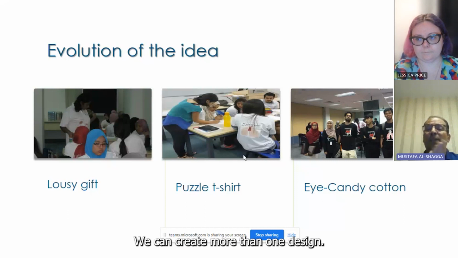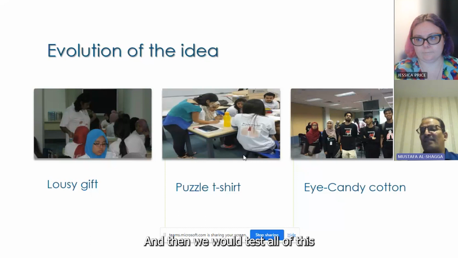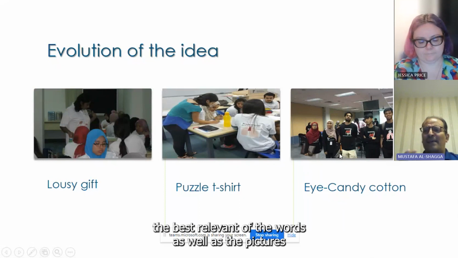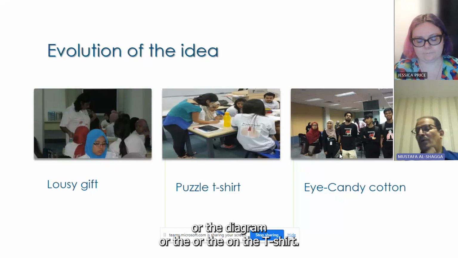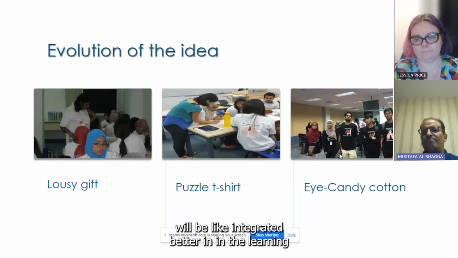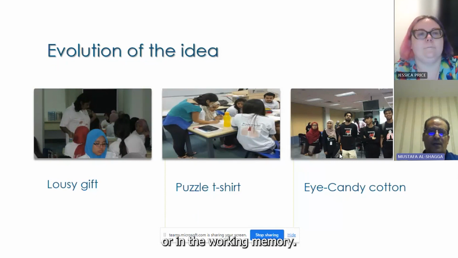We can create more than one design, and then we would test all of these new designs using the eye tracking. Then we will try to create the most relevant combination of words as well as pictures on the diagram or on the t-shirts that will probably provoke much attention, and will be integrated better in the learning or in the working memory.